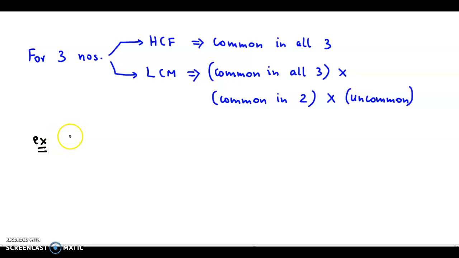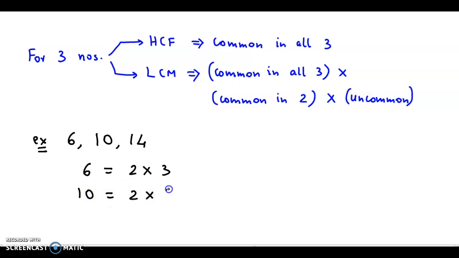Say 6, 10 and 14. So let us factorize these numbers first. This would be 2 into 3, then 10 could be split as 2 into 5, and 14 we could split as 2 into 7. So let's write down the HCF.